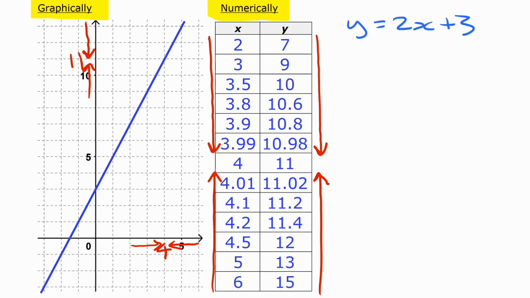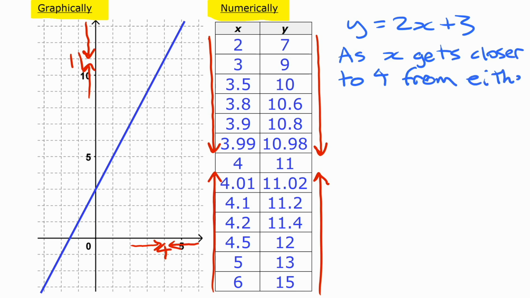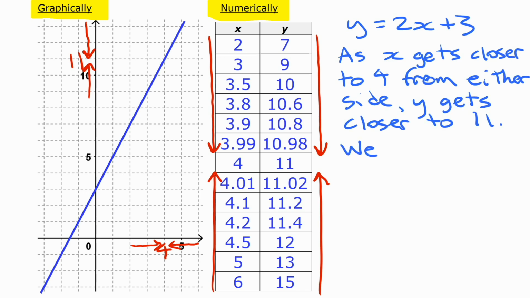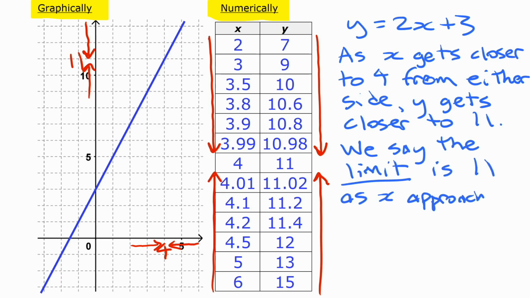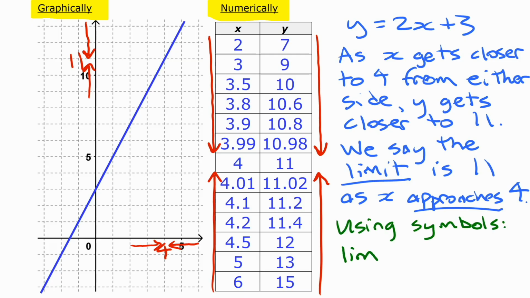So let's put some of this in writing here. We saw that as x gets closer to 4 from both sides, y gets closer to 11. Or you say that the limit is 11 as x approaches 4. With symbols, the way you write that is the limit as x approaches 4 of f of x is 11. You may have never seen that notation before, but you will become very familiar with it. We'll move on to look at it a little bit more formally right now.